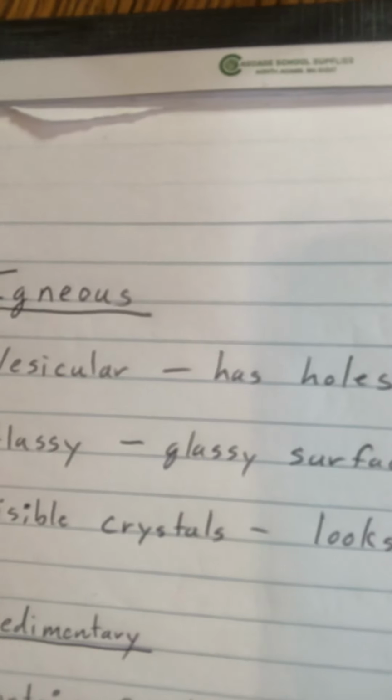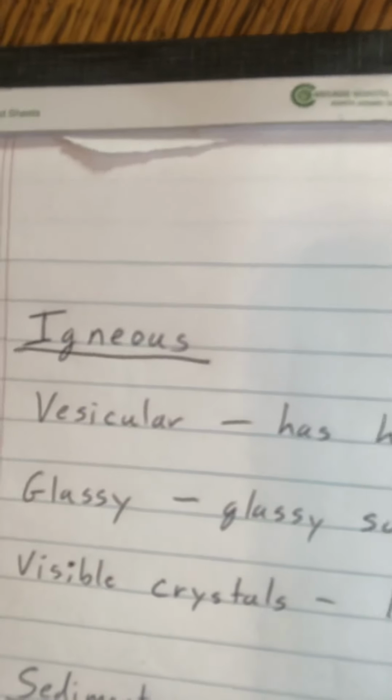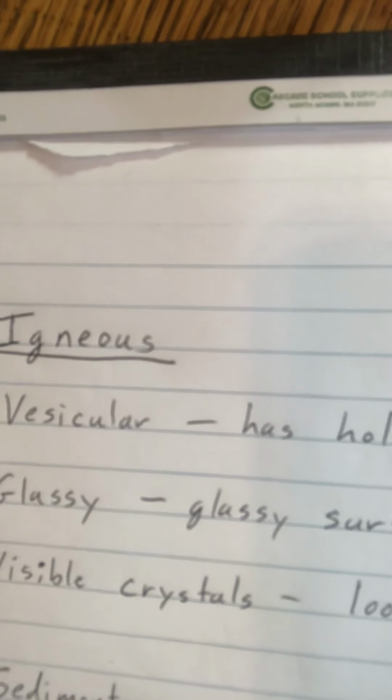Visible crystals: if you see crystals in the rock, it looks speckly, a good indicator of that. If it looks speckly all over, not sparkly, but naturally just speckles, there are visible crystals, and the crystals had time to grow, so it's going to be an igneous rock. Okay, so those three things to look for: vesicular, glassy, visible crystals.